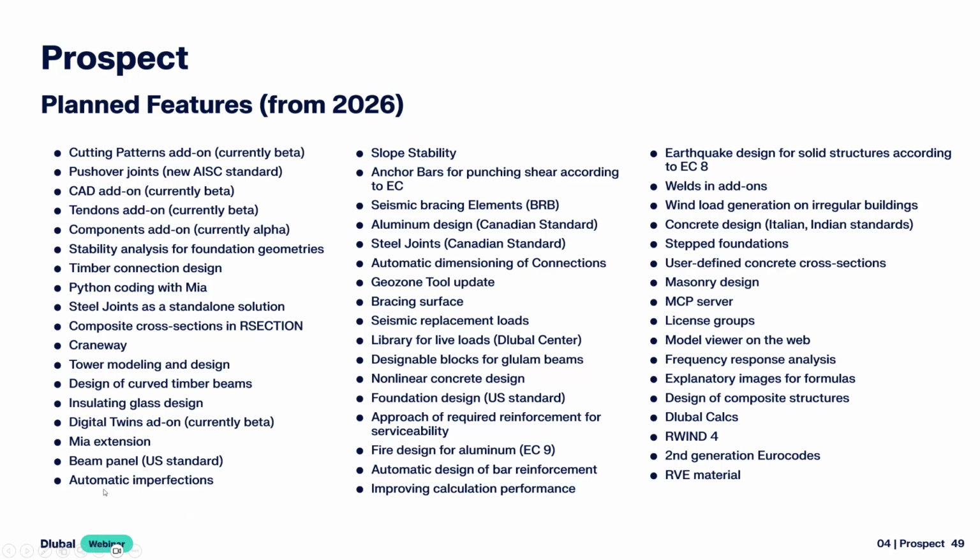Then automatic imperfections. You can approach imperfections according to the stability analysis automatically. That will be quite easy to handle. So then slope stability for the geotechnical analysis. And then as I already said, the anchor bars for punching shear according to Eurocode, not only for the American standard. Then the BRB elements, aluminum and steel joints design according to the Canadian standard.